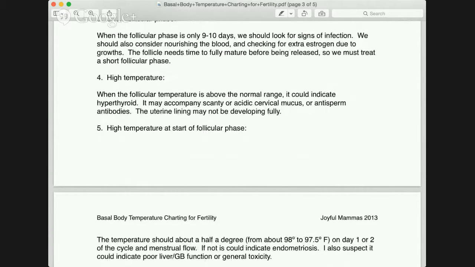What if the temperature is very high, like it's 98 or something like that? That could be hyperthyroid, and it could be an acidic environment. Let's see, I don't really see this much, to be honest. I think it can be a bit high also when there's PCOS, when there are extra hormones floating around in the first phase of the cycle that shouldn't be there. There are conflicting messages going on with maybe some undeveloped follicles.